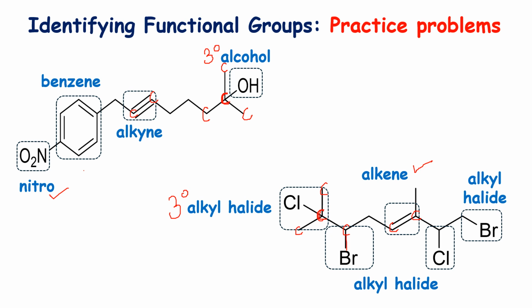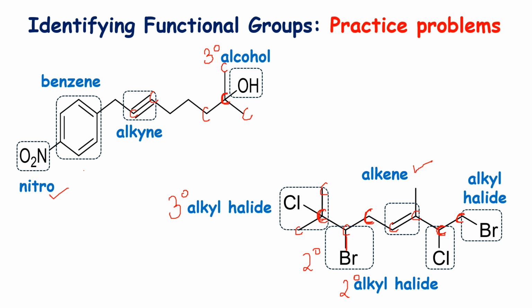Carbon holding the Br is attached to 2 carbon. Its first neighbors are 2 carbon. So it's an example of secondary alkyl halide. Similarly, the carbon holding the chlorine is attached to 2 carbon. So this is also an example of secondary alkyl halide.